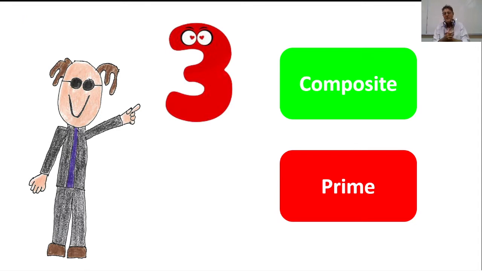Okay, so what about number 3? Is it a composite or prime number? What do you think? Composite or prime? Well, 3 can be divided by 1, of course. Why? Because every number is divisible by 1, and it can be divided by itself, 3. Why? Because every number is divisible by itself.